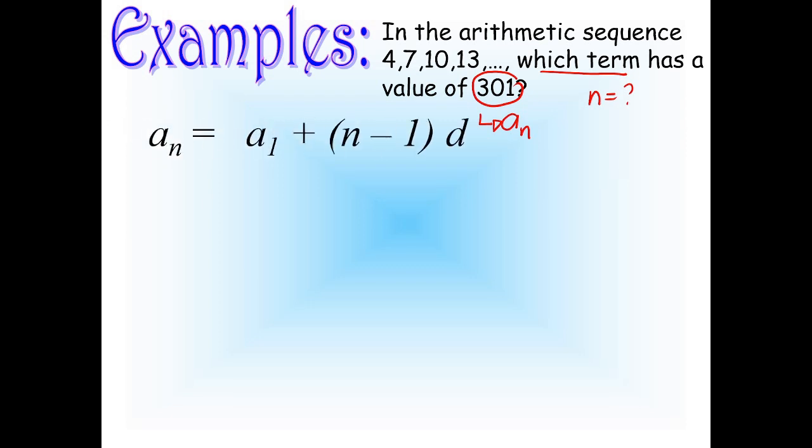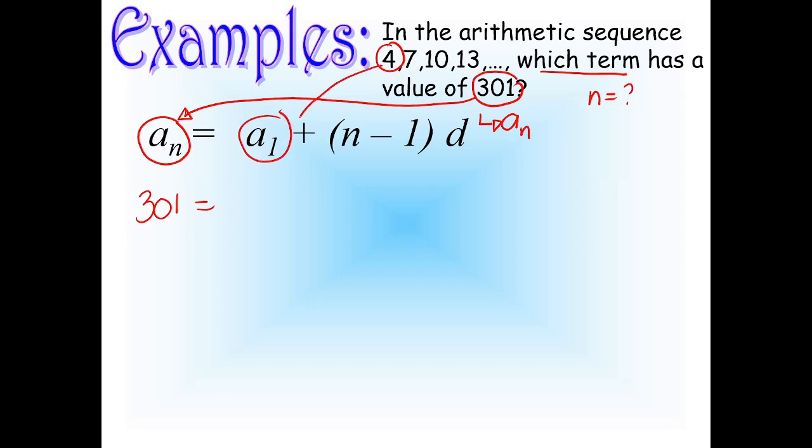So I'll go back to our formula. So this is what, a sub n is equal to? A sub n is equal to 301. So this is 301. The first term is the number 4. Plus, we don't know n because n is what we are solving for. Times the common difference. So what is the common difference? The common difference is plus 3, so it's the number 3.